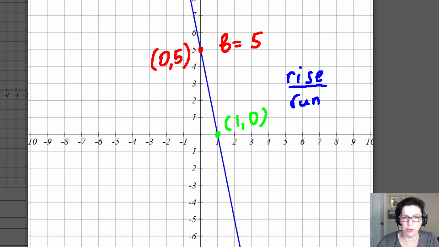What's the rise? Imagine that you always start from left to right. So you're starting at the point 0, 5 because it has a smaller x coordinate. How do you get to 1, 0? Well, you go down by 5, 1, 2, 3, 4, 5, and 1 to the right. So your rise, well, it's really not rise but fall, but whatever, is -5, and your run is 1. So then your slope is -5 divided by 1, which is just -5.